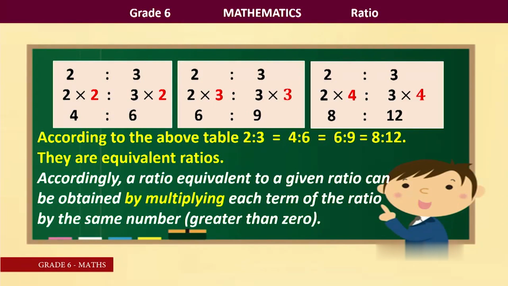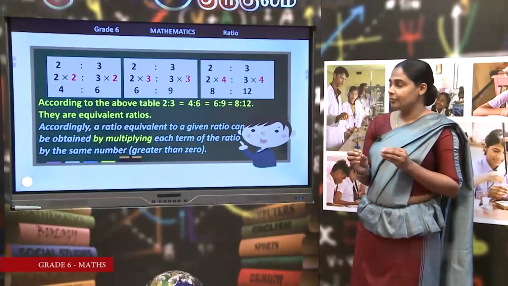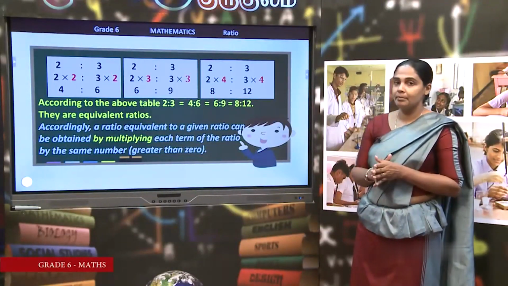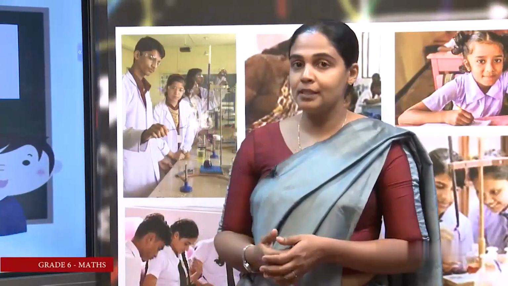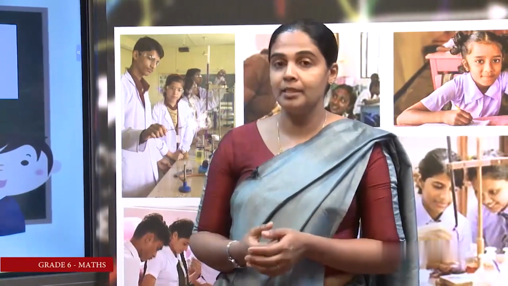number. Okay, don't forget. You can obtain equivalent ratios by multiplying each term of the ratio by the same number. But don't use 0. Why? If you multiply any number by 0, the answer becomes 0. So, we can't use 0 to multiply. Is it clear? Now, let's do more examples, because you should have the ability to write down equivalent ratios using multiplication.